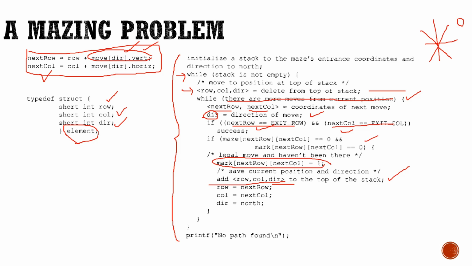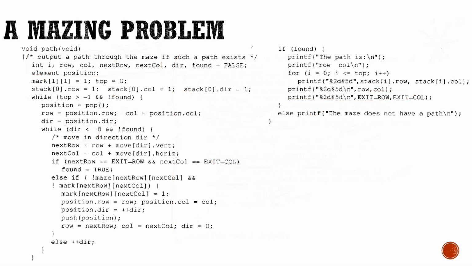Then I will mark the rows and the columns. So the row will be equal to next row and column will be equal to next column, and the direction I am going to mark. In the same way, I will track all the possible 8 directions. Fine.